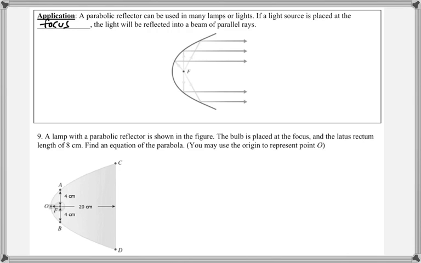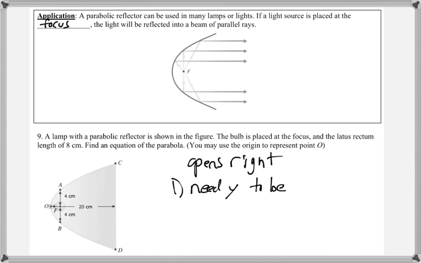So a couple things with this parabola. We see that it opens to the right. So that means a couple things. One, we know that means that the y needs to be the square term. And two, the 8 needs to be positive.